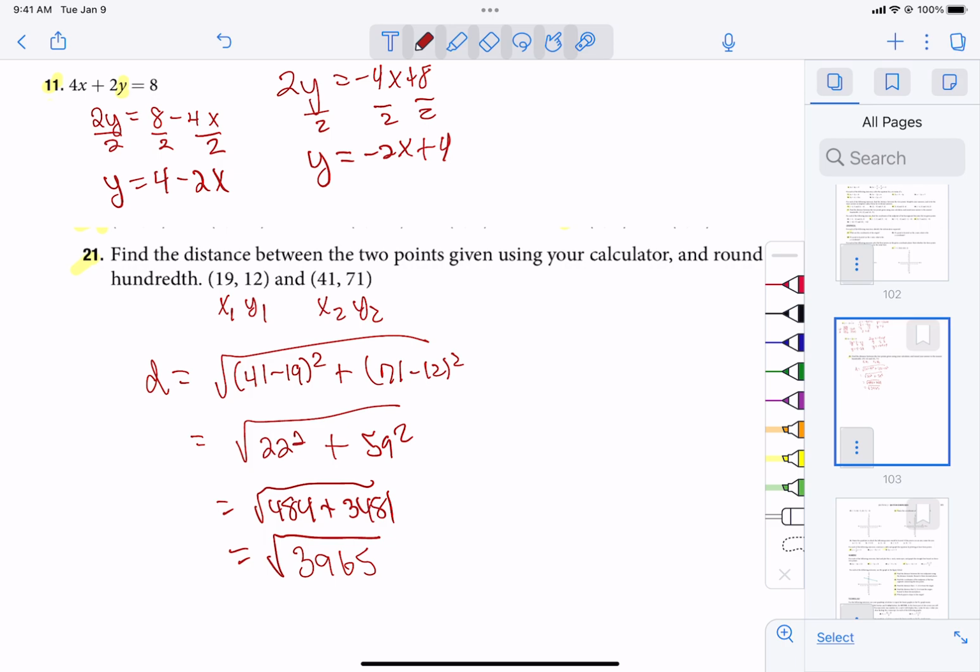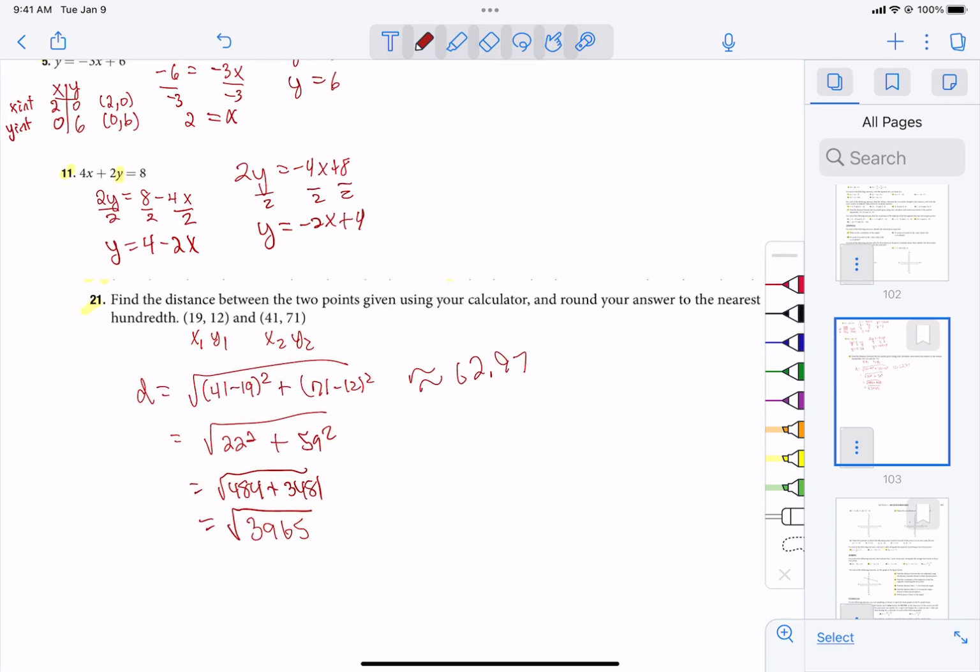The square root of 3,965 to the nearest hundredth, which would be 2 decimal places, is approximately 62.97. So just round to whatever decimal place they ask for. If you give me a decimal place and it hasn't said anything, usually a tenth is fine also. If they specify, use what they have specified. So that is that section.